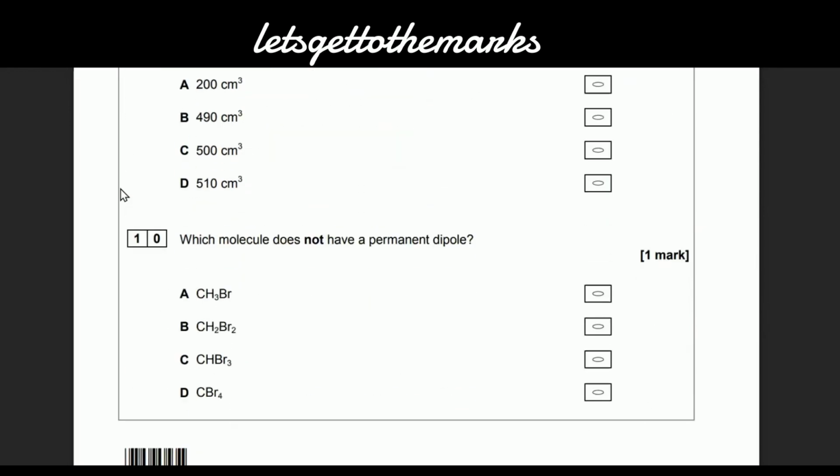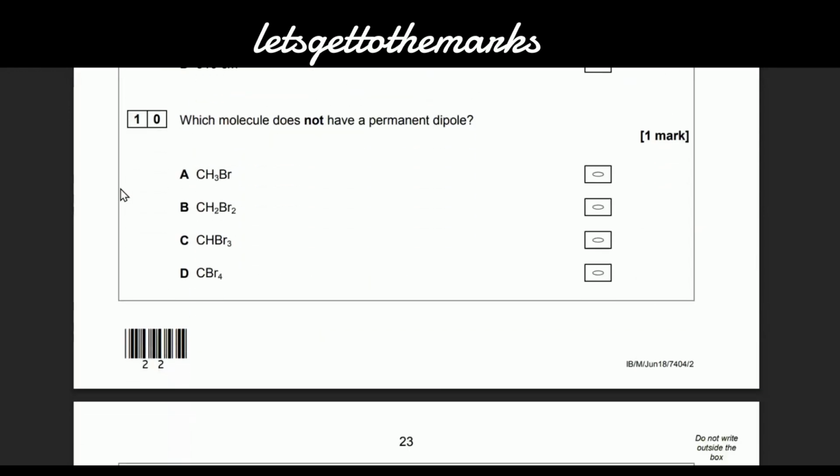Long 10. Which molecule does not have a permanent dipole? So really, you're looking at which molecule doesn't have a permanent dipole. If you want to have a permanent dipole, then you need to be asymmetrical and have polar bonds. We can see all of these have got polar bonds because bromine is much more electronegative than carbon and hydrogen. So they're going to be polar bonds in all of these.